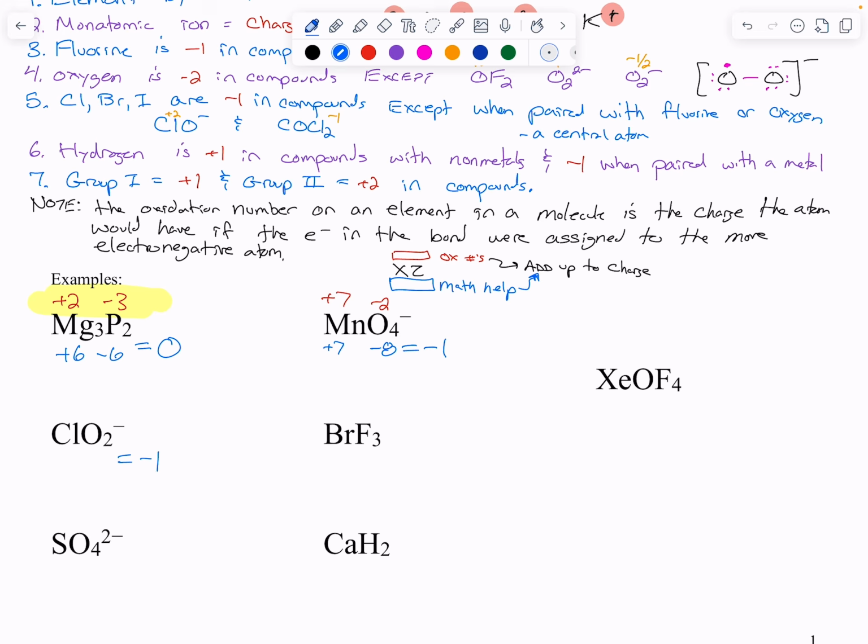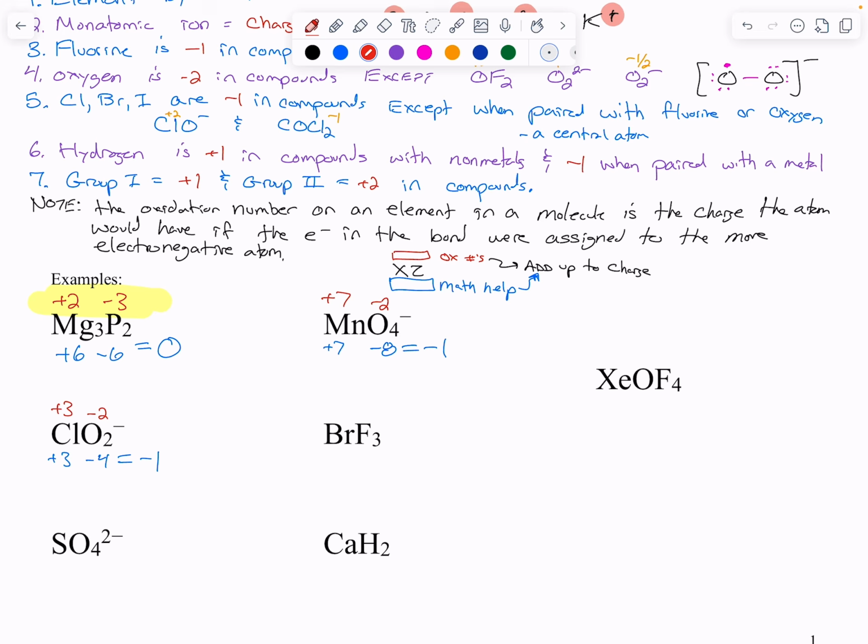All right, so we go through the list. Element by itself, no. Monatomic ion, no. Fluorine, no. Oxygen, yes. So oxygen is minus 2, and there are 4 of them, so that's a minus 4. So that means, what does chlorine have to be? Well, it looks like it has to be plus 3, doesn't it? All right, so chlorine is plus 3, oxygen is minus 2.